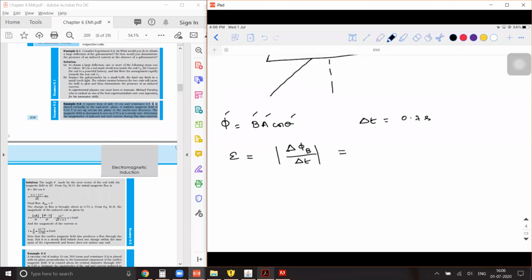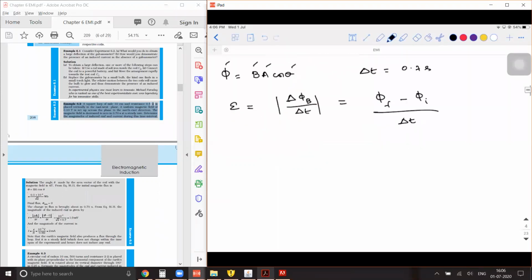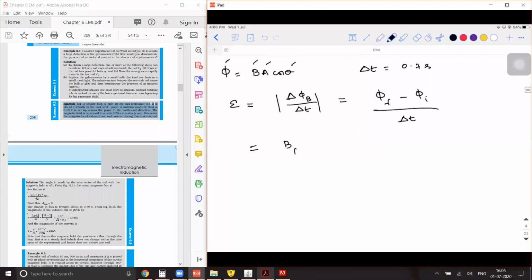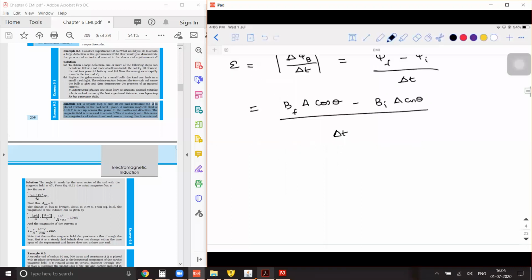So it takes 0.7 seconds. So delta phi B is going to be the final value of flux, observe the way I'm writing, final value of flux minus the initial value of flux, divided by the change in time. So what is the final flux? It is B final into area into cos theta. Because area and theta are constants, I'm not writing anything. Minus B initial A into cos theta, divided by delta t.